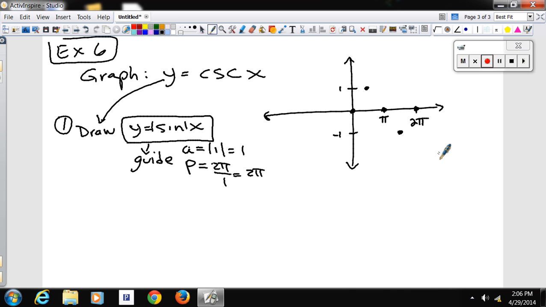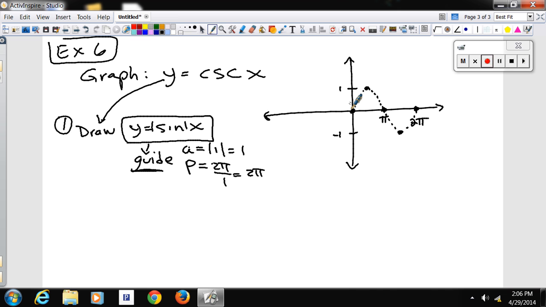Now I'm going to make it a dotted line. The reason is because this is not the answer to my question. They're not asking me for the sine graph. They're asking me for the cosecant graph. So this dotted line is a guide. That's what I was trying to tell you here. This is gonna help me find out where to graph the cosecant at.